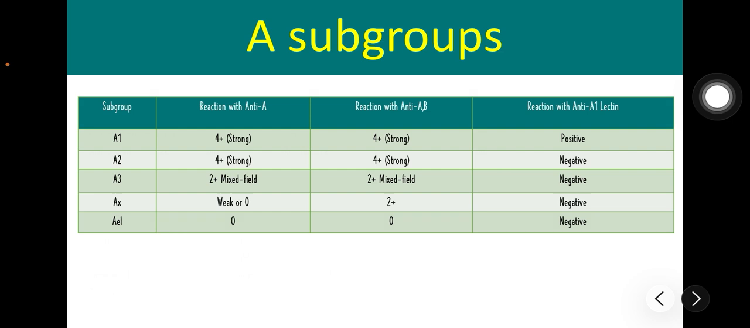So I have here a table. Kindly familiarize this one, everyone. So identifying these subgroups is very critical for blood donor safety. If a donor with a very weak subgroup like AX is accidentally labeled as group O, their blood could be given to a group O recipient. The recipient's potent anti-A and anti-B antibodies would then attack the donor's weak A cells, potentially causing a dangerous transfusion reaction.